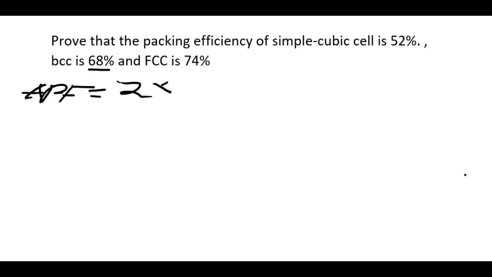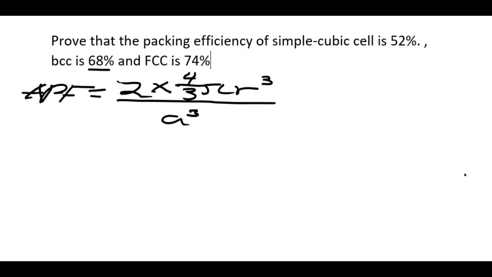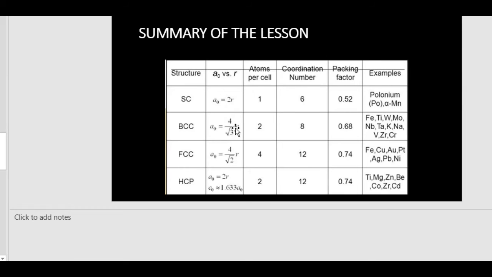What's the volume of a sphere or the atom? 4/3 πr³, there you go. Then let's divide it by a³. Now, what's again the edge length? This is the edge length, okay, guys. I forgot to tell you about that. So the edge length would be 4 over √3.